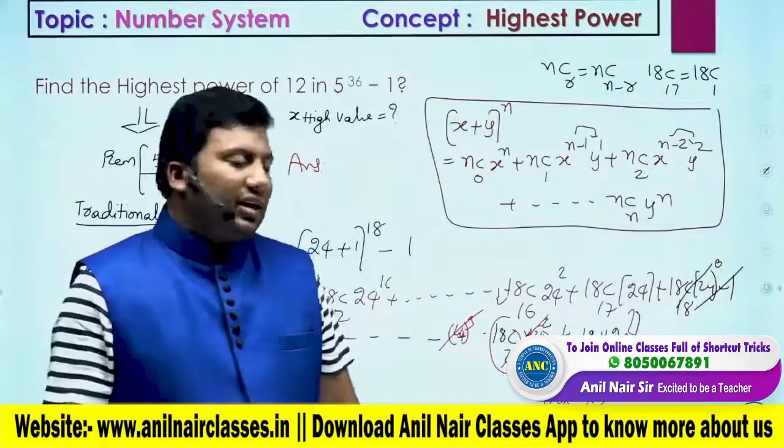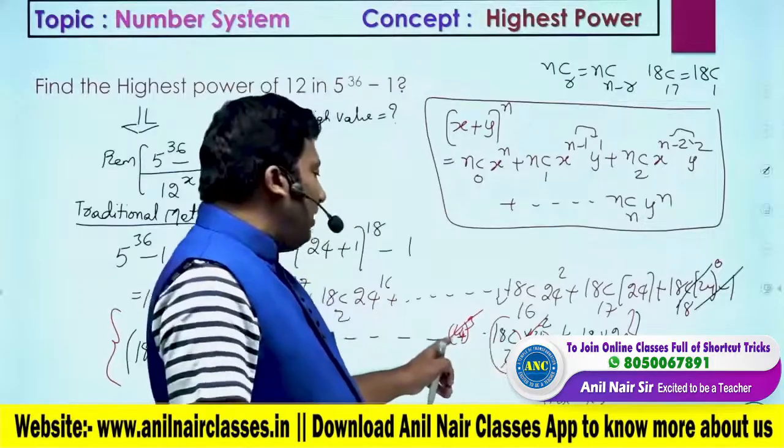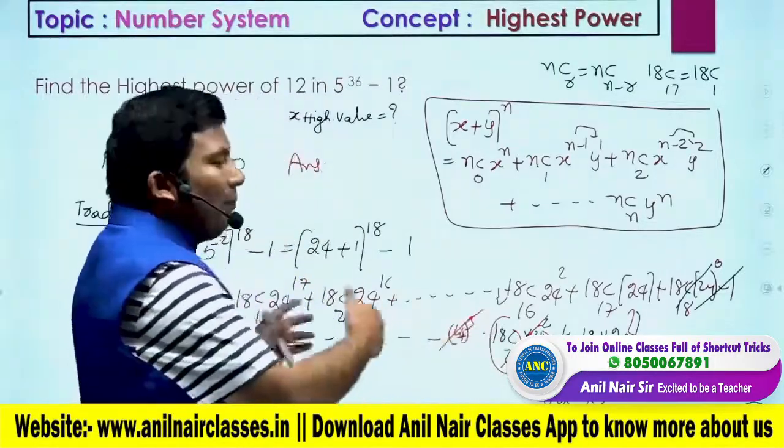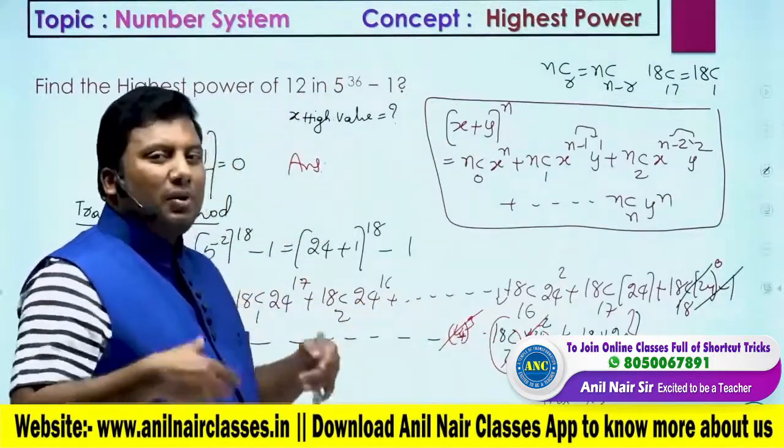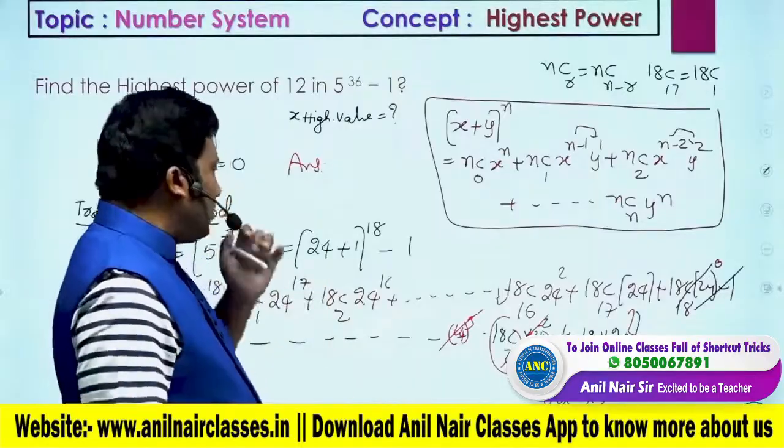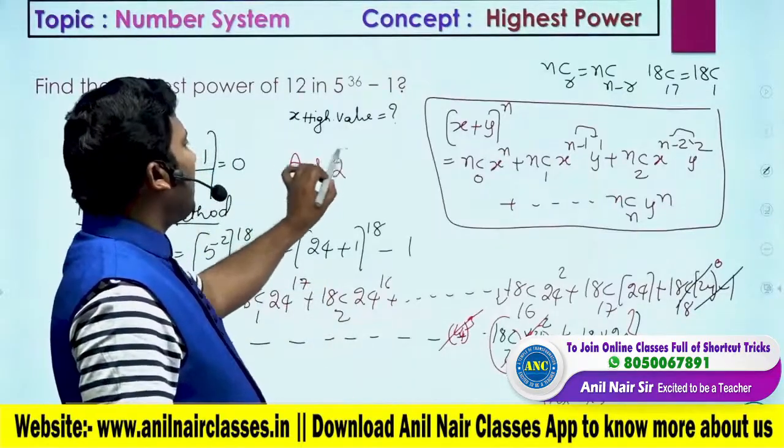18 into 17 by 2. 17 is a prime number, so I will get all these combinations as 17 multiples, some other multiple. So the answer is 2.